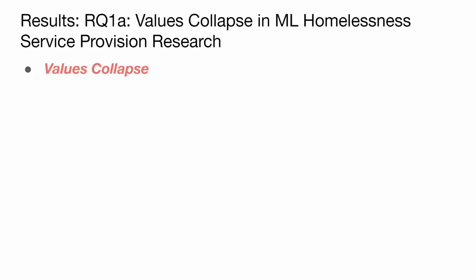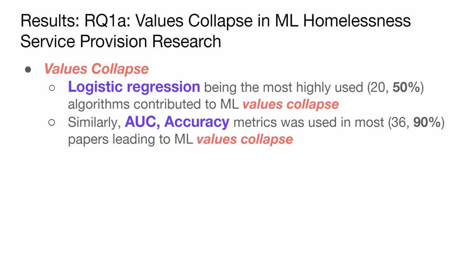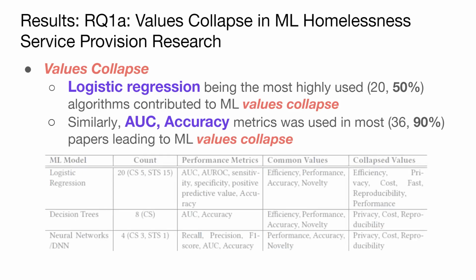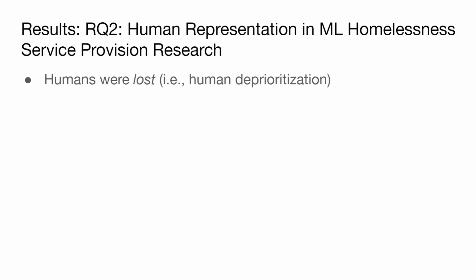We also wanted to look at what algorithms and performance metrics have caused these values to collapse. We found logistic regression being the most highly used algorithm, across 50% of the papers, has contributed to this values collapse. Similarly, the accuracy and AUC metrics, used in 90% of the papers, have contributed to this values collapse. Lastly, moving on to the last research question, as these values were collapsing, we found that humans were lost or nullified, that is, they were deprioritized in the descriptions.